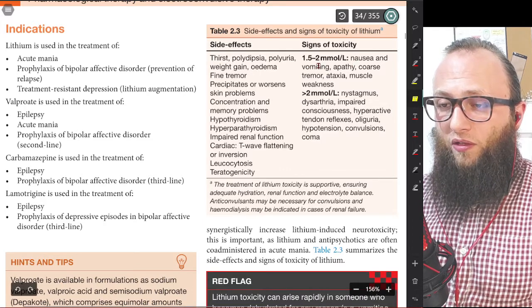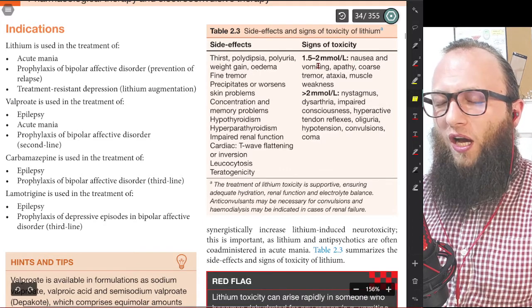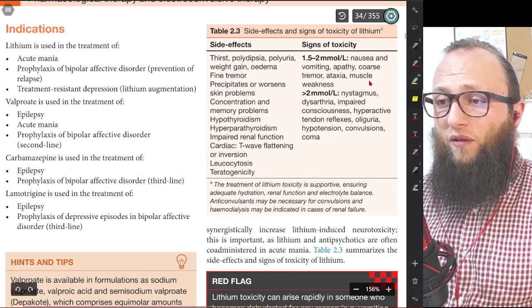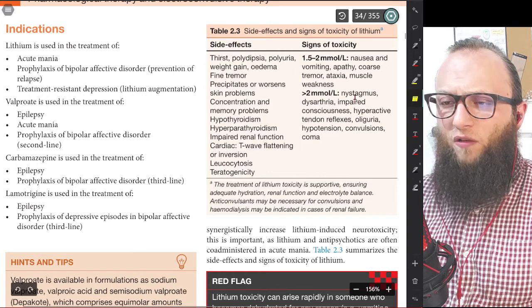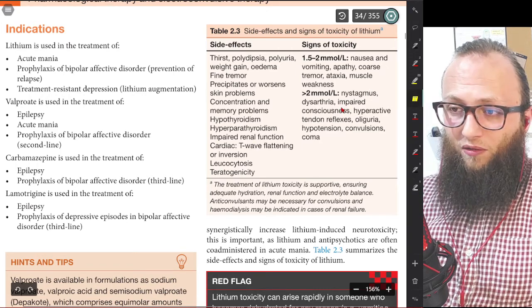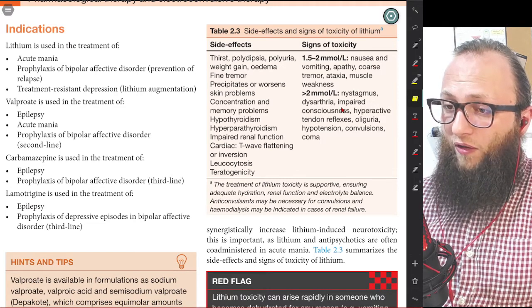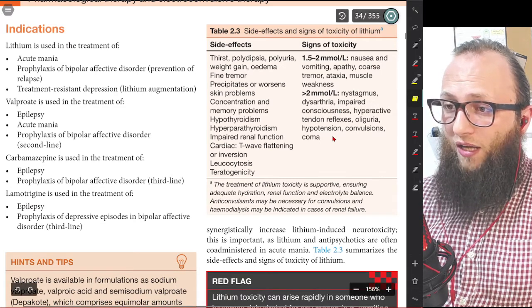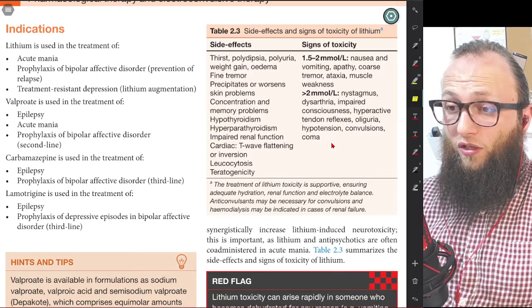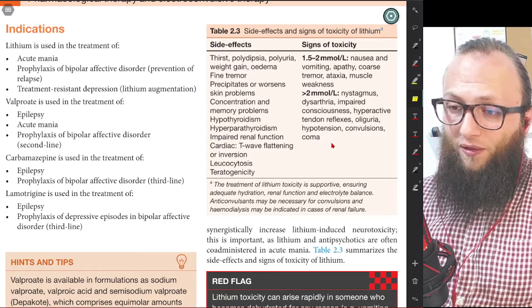When we talk about toxicity from 1.5 to 2 millimole per liter, we may have nausea, vomiting, apathy, coarse tremor, ataxia, and muscle weakness. More than 2 millimole per liter, we may start having nystagmus, dysarthria, impaired consciousness, hyperactive tendon reflexes, oliguria, hypotension, convulsions, or even coma.